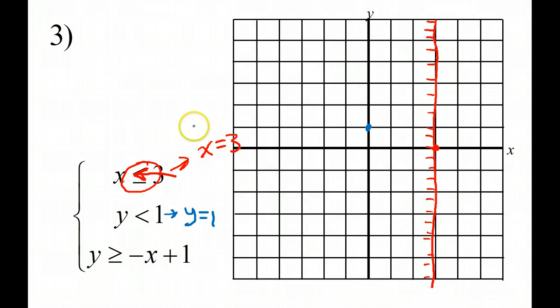Is it going to be dotted or solid? Dotted, because it does not have the equal to line under it. So this will be dotted. So everyone should have a dotted line at 1. Am I going to shade above or below? Arriba o abajo? Above or below?